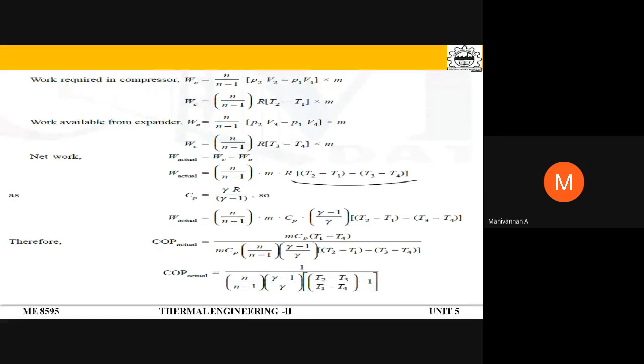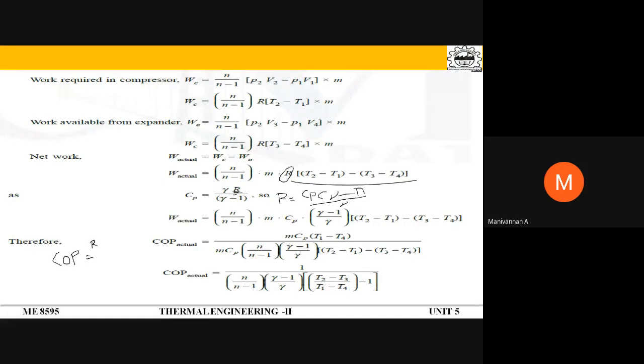Instead of this R, what are we replacing it with? R is nothing but Cp into (gamma minus 1) by gamma. We substitute that in place of R here. So n by n minus 1 into m into Cp into (gamma minus 1) by gamma into (T2 minus T1) minus (T3 minus T1). So now I know the COP of the actual refrigeration system.